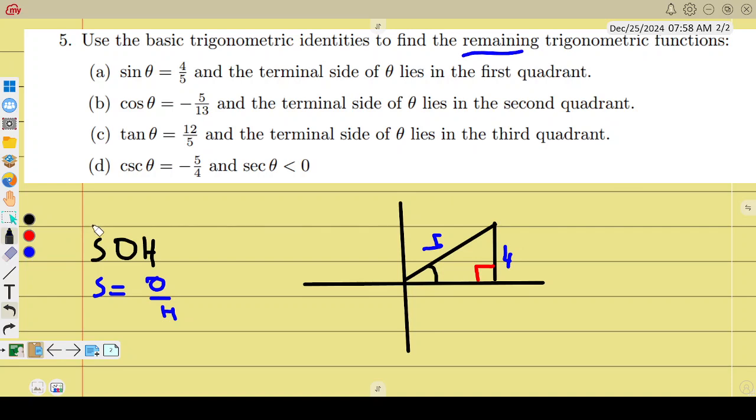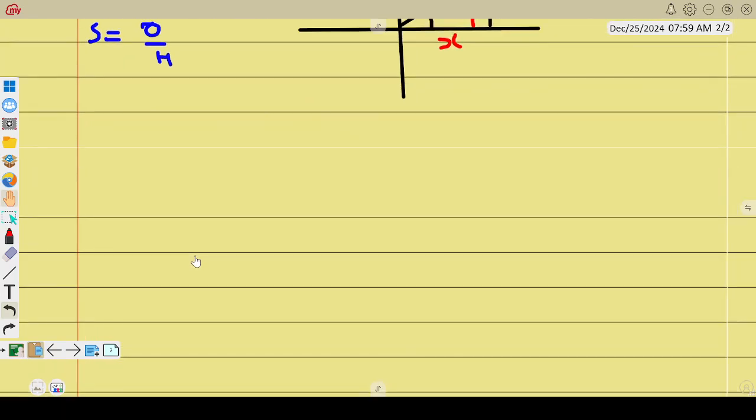or the trig functions rather. So sine we have, let's find cos. What would be cos theta here? According to SOHCAHTOA, cos theta is adjacent over hypotenuse. We have opposite and hypotenuse, and the remaining side is the adjacent. But the adjacent we don't have, so first thing, we calculate the adjacent.